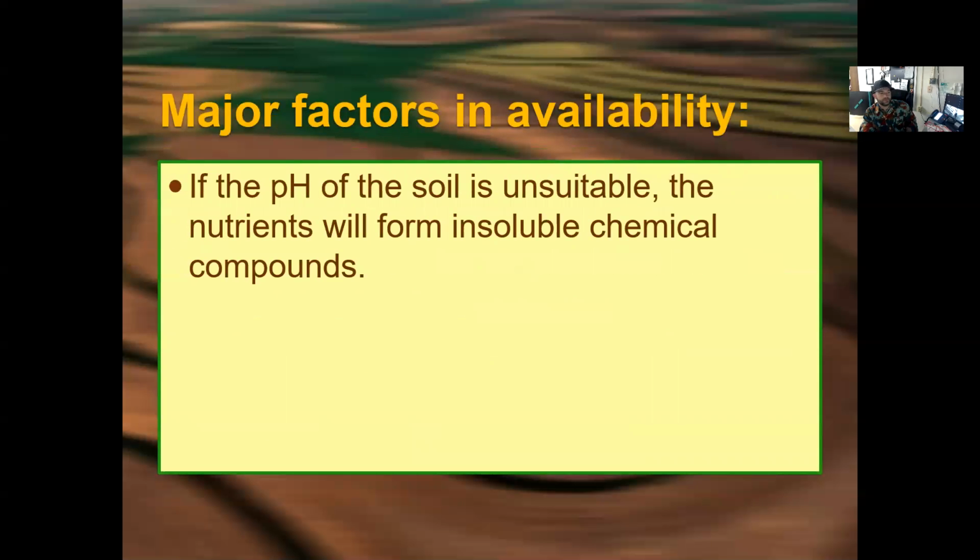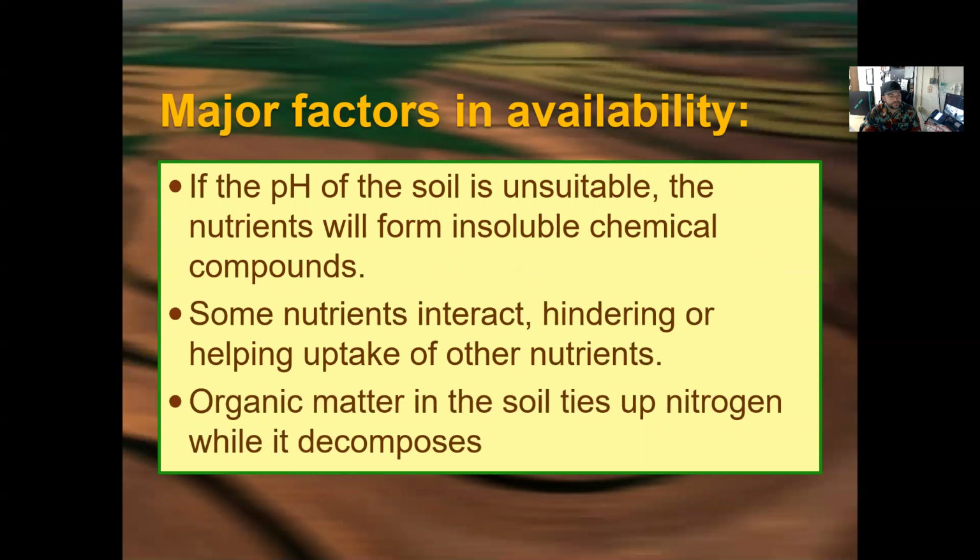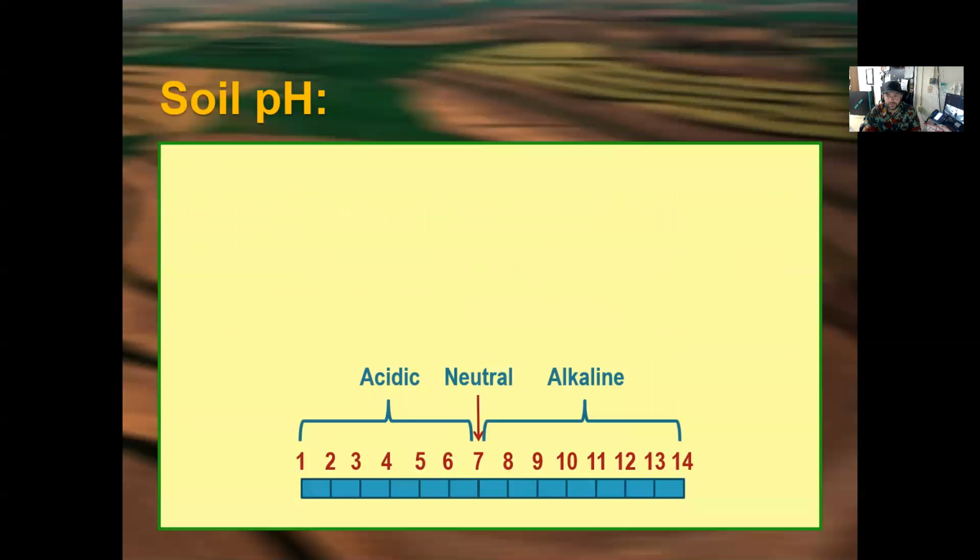So major factors in availability: if the pH of the soil is unsuitable, the nutrients will form insoluble chemical compounds. Some nutrients interact, hindering or helping uptake of other nutrients. And organic matter in the soil ties up nitrogen while it decomposes.